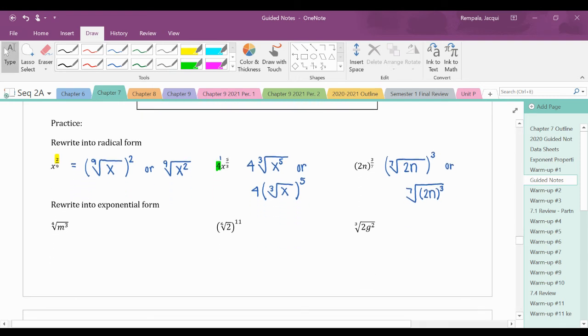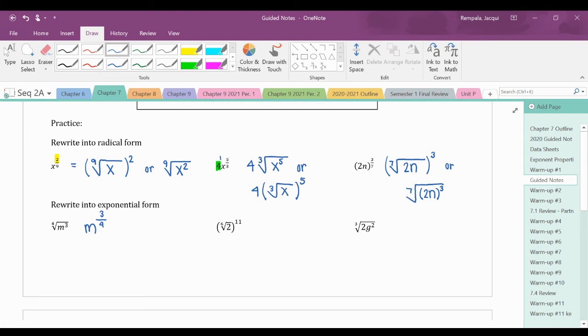Now let's rewrite it going the other way. I'm starting with the radical. Let's turn it into exponential form. So notice that the term that's underneath is an m, so that is my base. When I'm looking at my fraction, that 4 is in the denominator because that's where the index goes. The 3 goes in the numerator, so m to the 3/4 power is my answer.